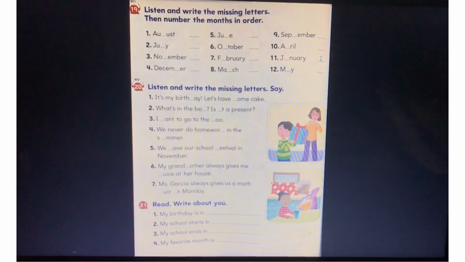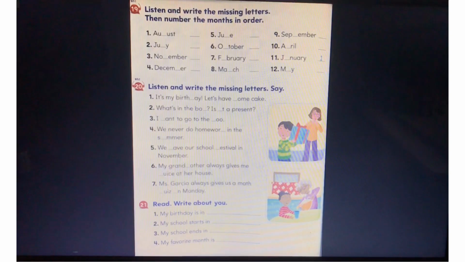Now we will begin with your big English book on page 114, unit number 9. In page 114, we are going to practice sounds and letters. In section 19, we will listen and write the missing letters. Then we will number the months in order.